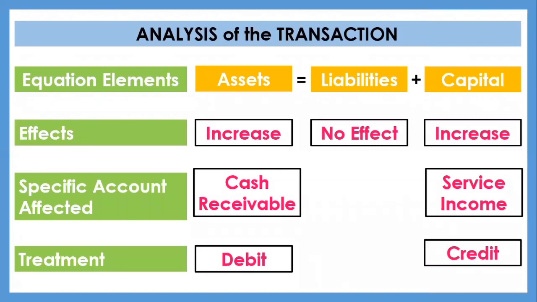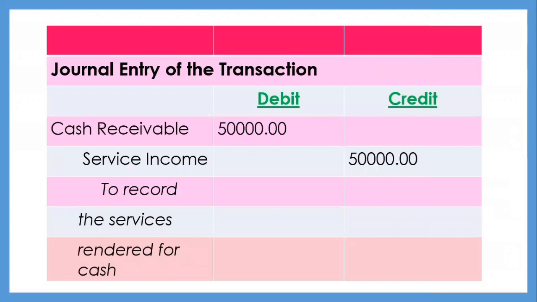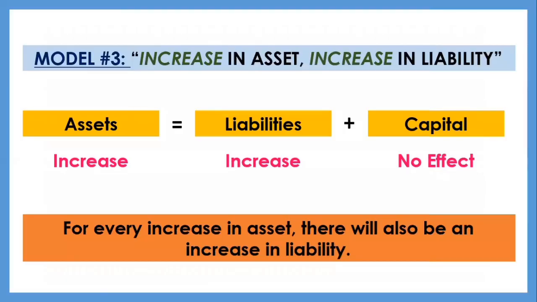Now, this is how our journal entry preparation looks. Under debit, you have cash receivable, 50,000 pesos. And under credit, we have service income, 50,000 pesos. And therefore, our brief description would be to record the services rendered for cash. Okay, so this ends our discussion for model number 2. Now, moving on to model number 3.